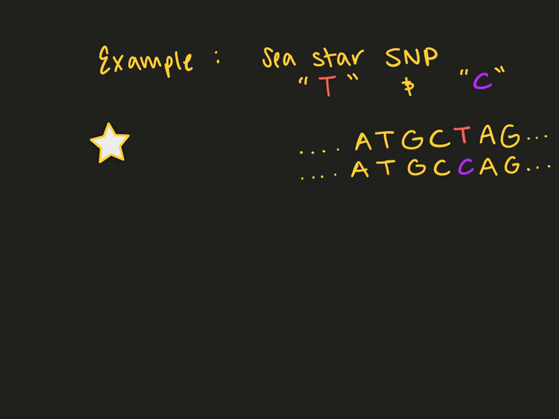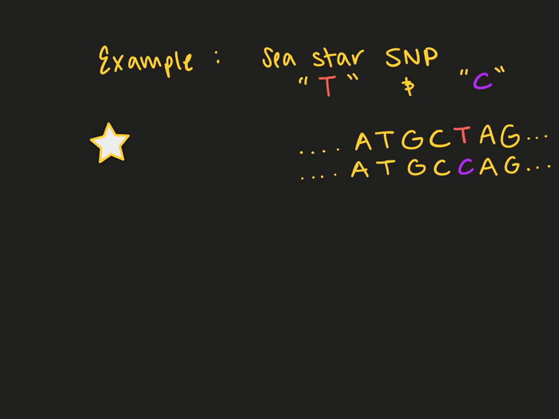Let's walk through an example. Say I have a population of C stars, and I'm interested in this one SNP that occurs at some particular position along the genome. So let's say, for example, that we have a DNA sequence on some chromosome that says A, T, G, C, T, A, G, and then there is a SNP in the population at this position that I've color-coded, where in some individuals, or on some genomes, I should say, that sequence is A, T, G, C, C, A, G. So some genomes have a T at this position and some have a C.